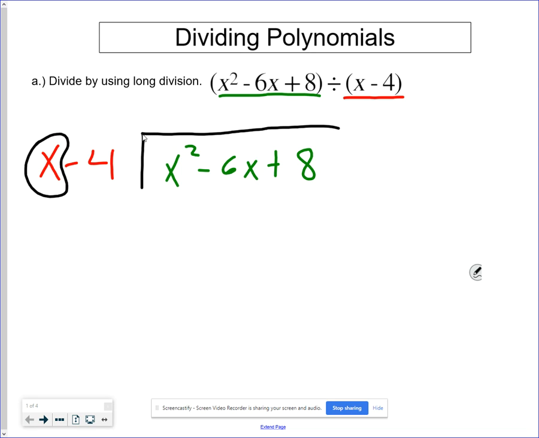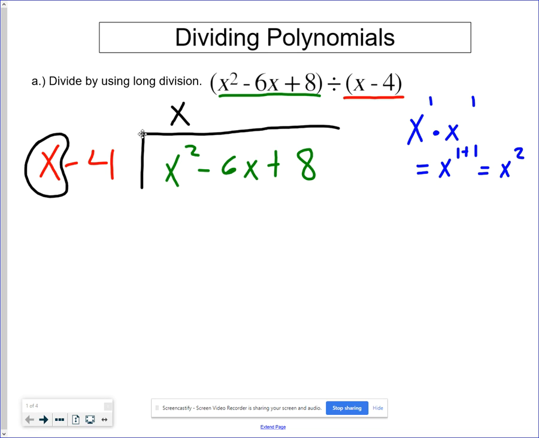So if we look at this first term here, we're trying to take x and put it into x squared. So how many times does x go into x squared? With our exponent rules, it will just be x times. And we know this because x to the first times x to the first is the same thing as x to the 1 plus 1, which is x squared. So when we multiply our x by x, we'll get x squared. So we'll go ahead and do that.